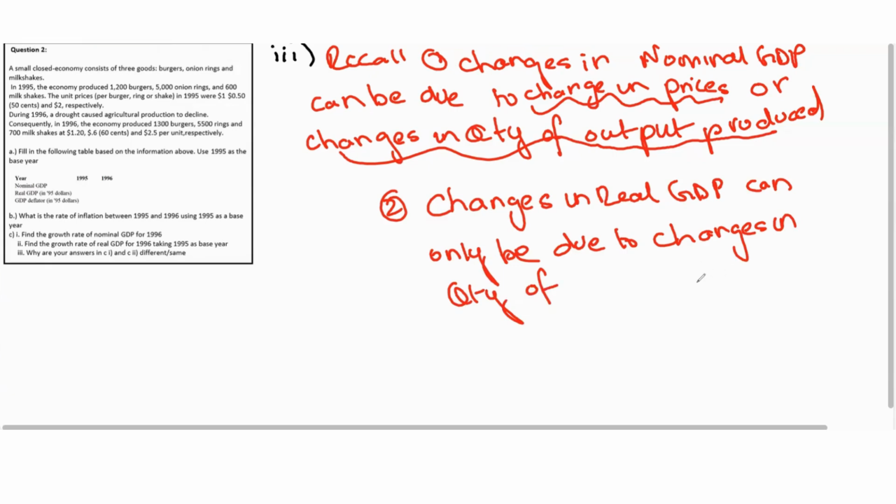It allows us to see that nominal GDP reflects changes in both prices and output, because we're using current year output and current year prices. Real GDP only reflects changes in output, as we're using constant base year prices. So it basically allows us to isolate the price change from the quantity change, which we're not able to separate in nominal GDP.